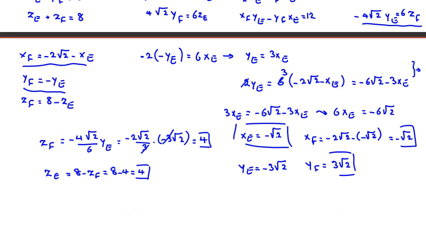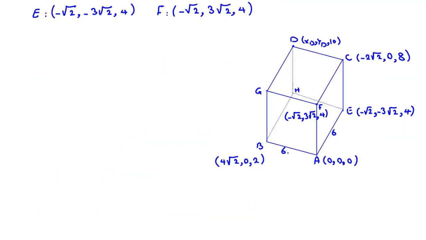Okay, so let's write now the coordinates. E will be: xe negative root 2, ye negative 3 root 2, ze is 4. And F is what? Xf is negative root 2, yf is 3 root 2, zf is 4. Okay, so let's write on the cube. So I've placed E and F.